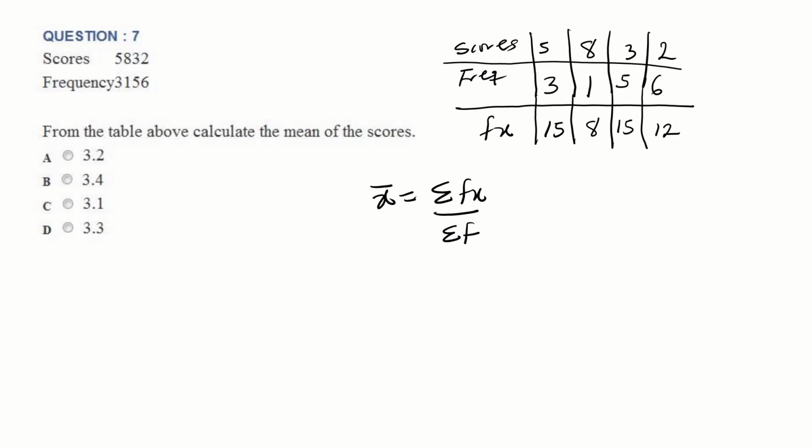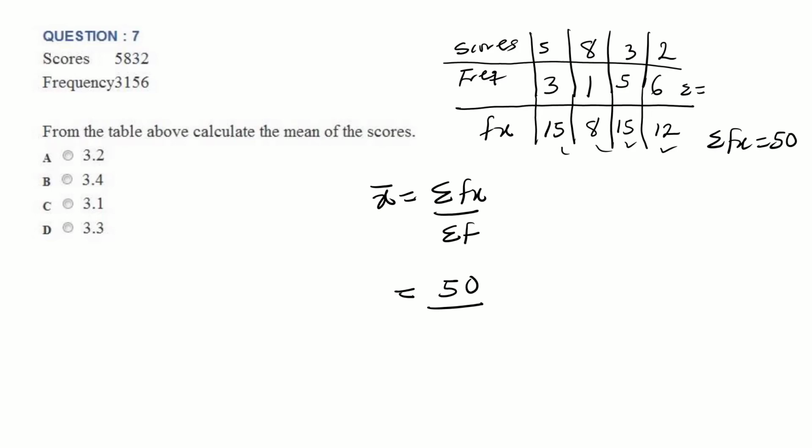So how do we add this? Don't forget, you have to be as fast as possible. 15 and 15, this is 30. 8 and 12, this is 20. So summation of fx equals 50. That is 30 plus 20. So I can come back here and say summation of fx will equal 50 divided by summation of f. So these are f's.